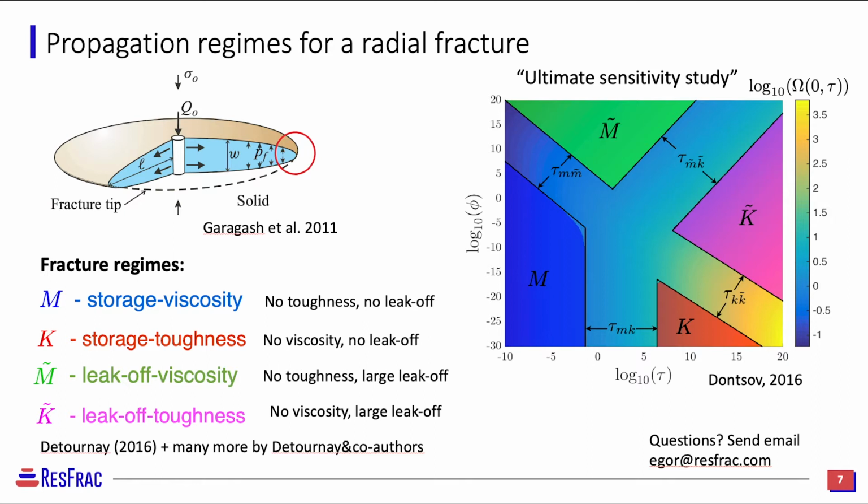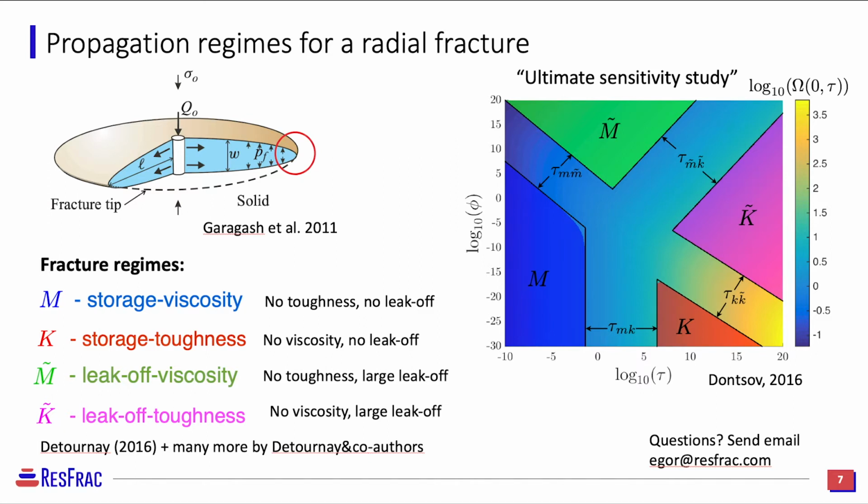And then K is the opposite, right? So that's when you have sensitivity to toughness, but no sensitivity to viscosity. And then if you're in the middle, you have sensitivity to both. And actually for field values, typically what I've seen, we are roughly in the middle. So that's why we have sensitivity to both, okay?